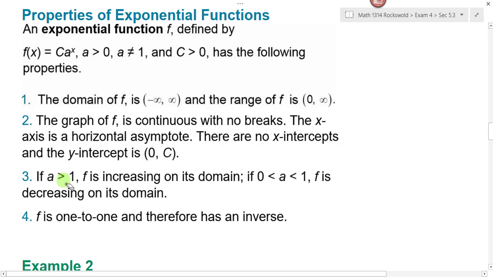If the base is bigger than 1, the function is increasing over its domain, which is all real numbers, and if the base is between 0 and 1, the function is decreasing. This function, if you'll notice, is also a one-to-one function, and therefore that means it has an inverse. In the next section, we'll see what the inverse of an exponential function is.